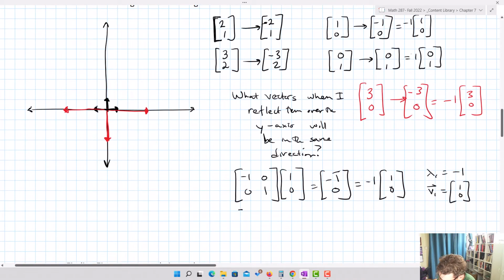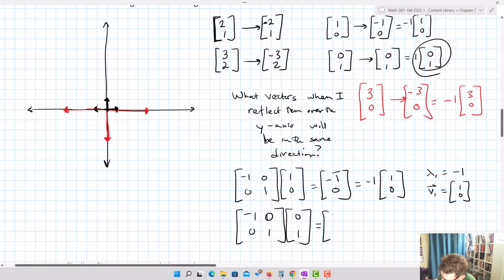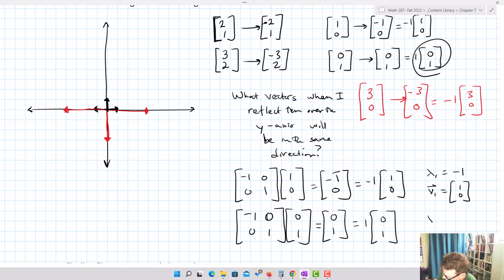And then I'll take the other vector, -1, 0, 0, 1. We'll multiply it by 0, 1, my other eigenvector, okay? And that equals 0, 1, which is 1 times 0, 1. So that means lambda 2, my other eigenvalue, is 1, and my other eigenvector is the other standard basis vector.